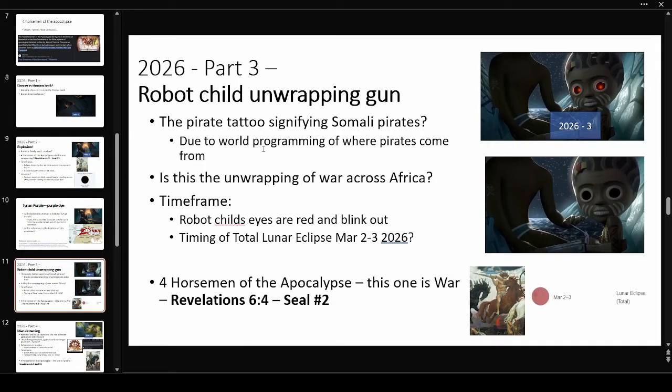Part 3, we see this child having a gun being unwrapped, okay, by some sort of pirate figure with dark skin, a dark skin complexion. I think the pirate tattoo signifies the Somali pirates. This is just due to world programming of where pirates come from. So I think that this is really signifying the unwrapping of war across Africa.